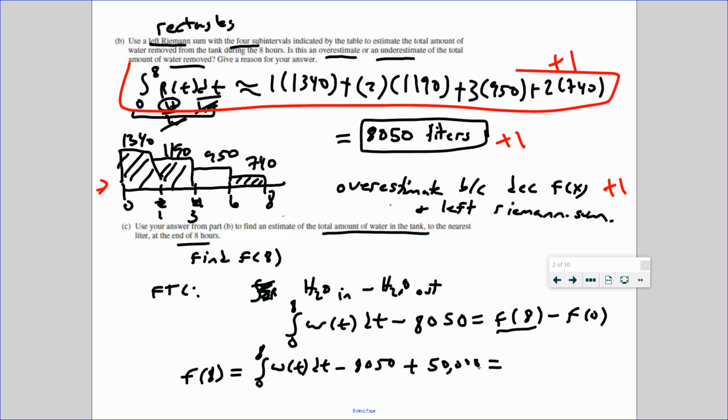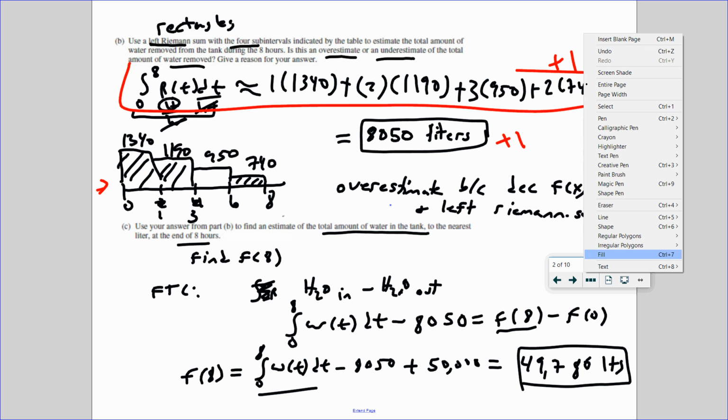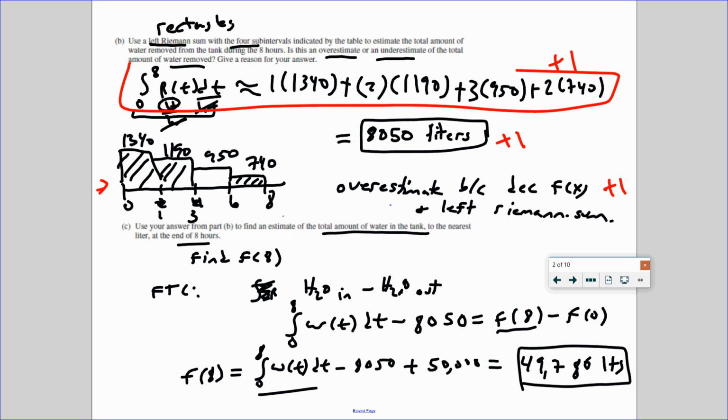And what you wind up with, if you type all of this in your calculator, is 49,786 liters. And that would be our answer right there. So how would they score this one? You would get 1 point for your fundamental theorem, and you get 1 point for your answer with the units. Not really hard to do.